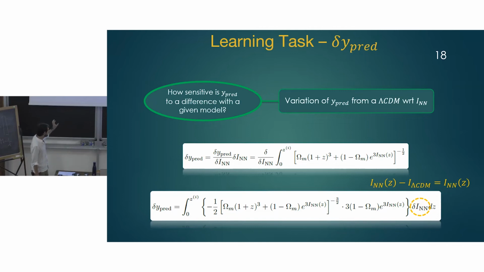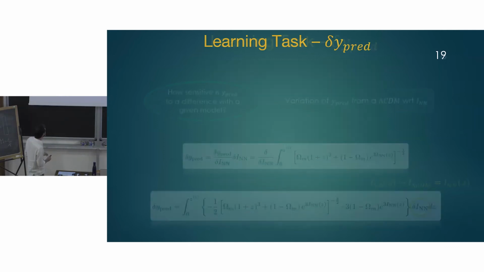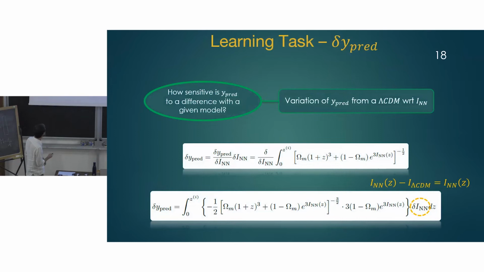If we do this, we obtain this plot here. We plot not the discrepancy, but exactly the functional derivative evaluated at Lambda CDM. If you want to understand the variation, you should also put in the variation with respect to Lambda CDM. This is not done here. This is just the functional derivative. So basically, this whole function here is evaluated at the neural network equals 0, which is the Lambda CDM model. And we obtain this plot.